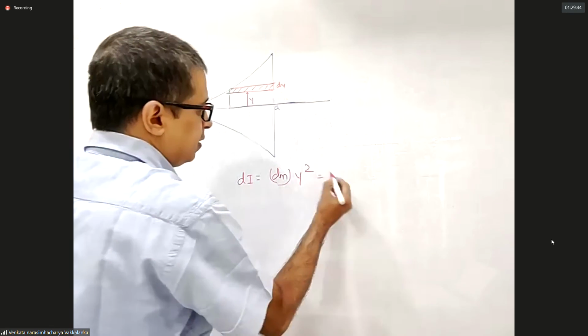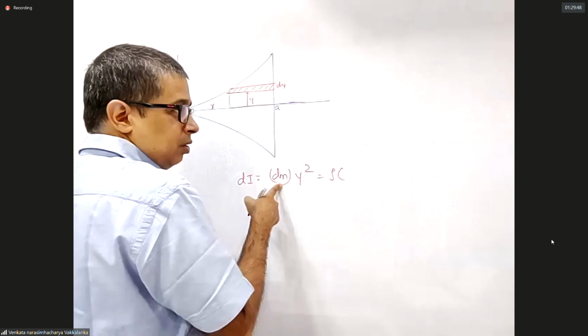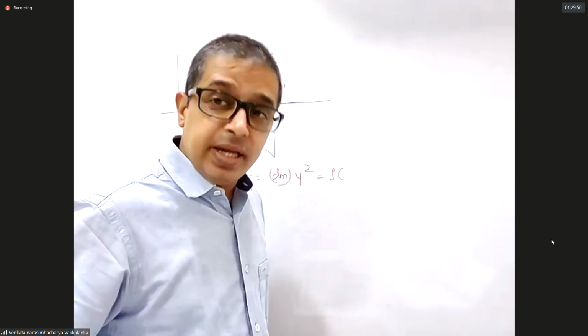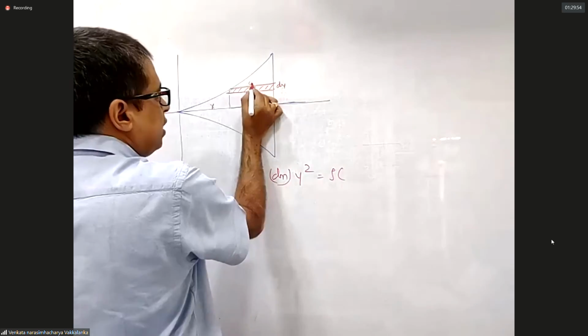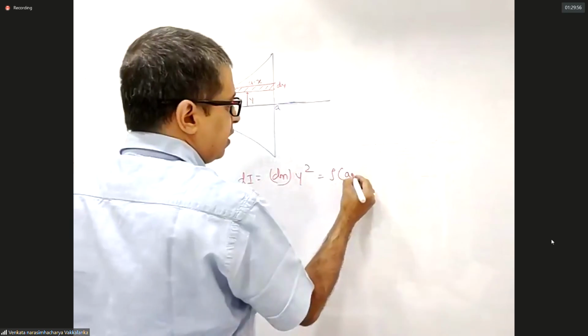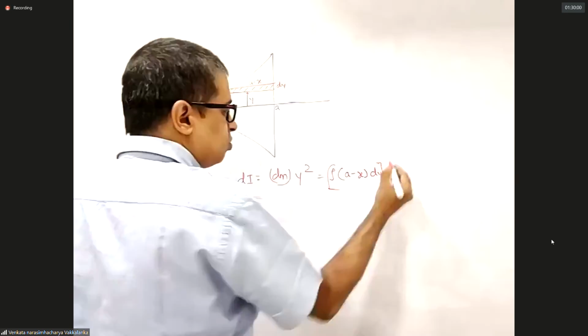Right? So rho into... rho is mass per unit area, into this area. What will this be? (a minus x) into dy. (a minus x) into dy. This will be dm. See if you are convinced.